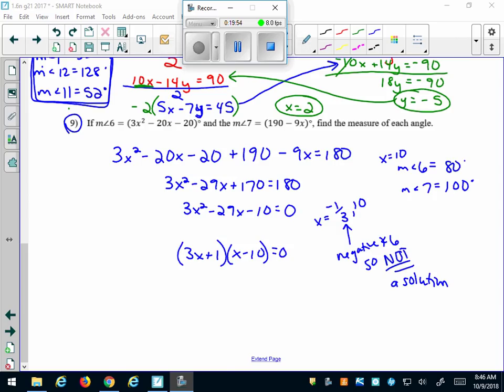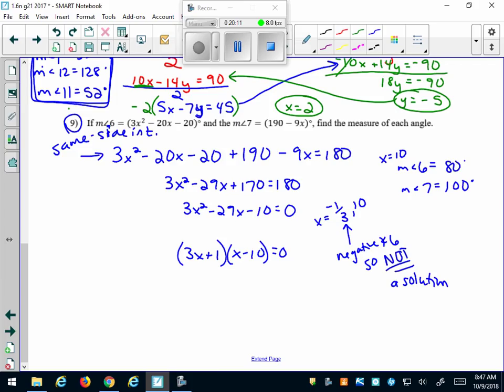Okay, so the equation you should have written here for 6 and 7, since 6 and 7 are same side interior angles, that makes them supplementary. So they add up to 180 degrees. So here's the equation you should have written.